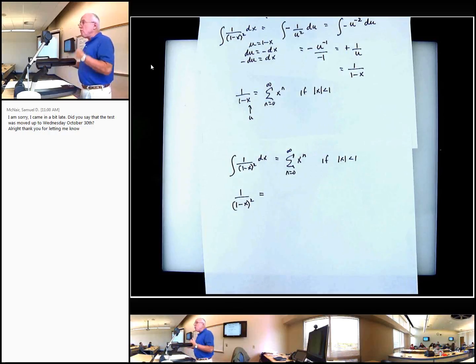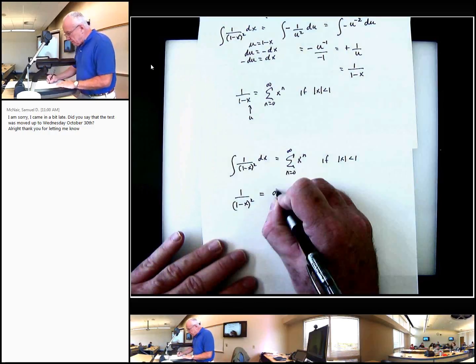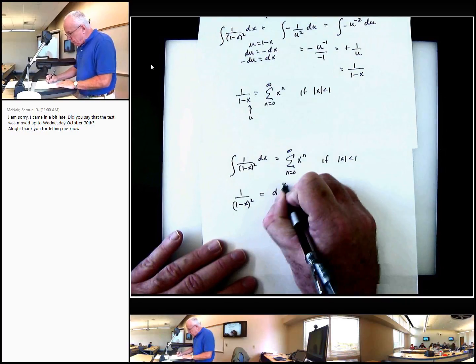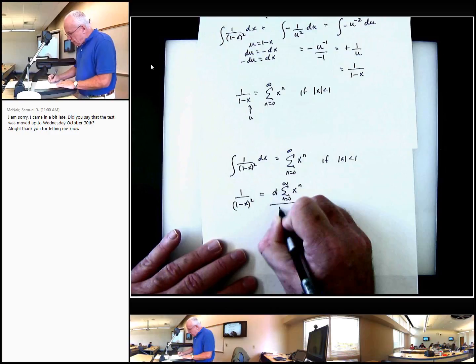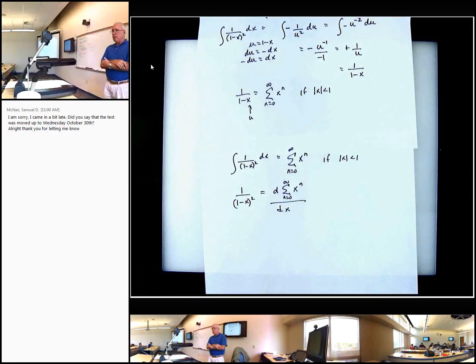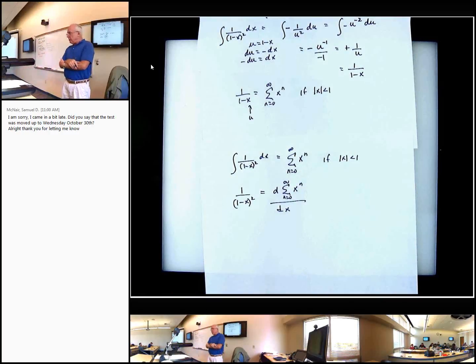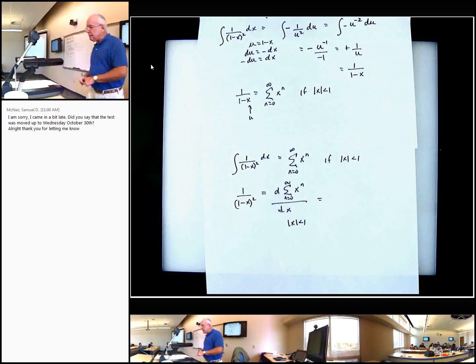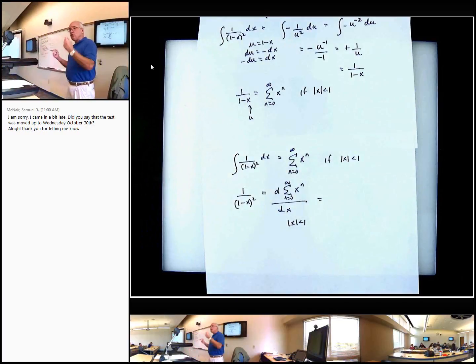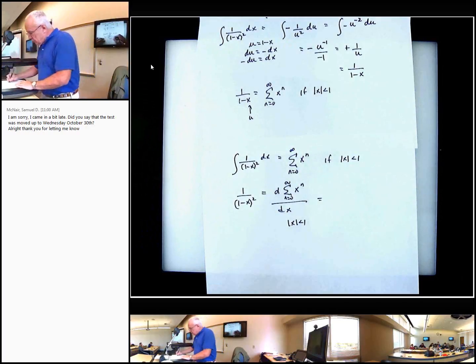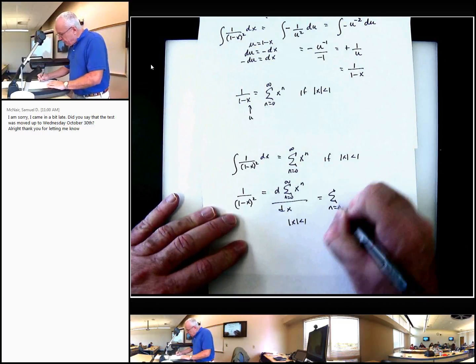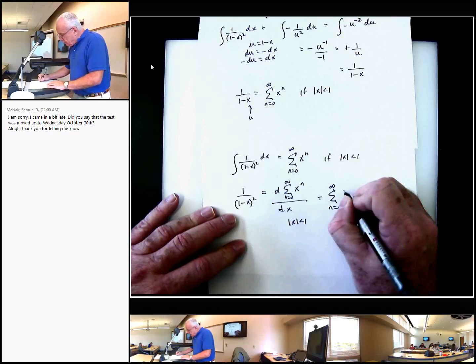So mull that over if that's not immediately sinking in. So this is equal to the derivative of this whole series, n equals 0 to infinity of x to the n dx. Okay? Back to Calc 1 with the fundamental theorem of calculus. So we're almost done with this thing. So now, as long as the absolute value of x is less than 1, I can do the derivative term by term, right?